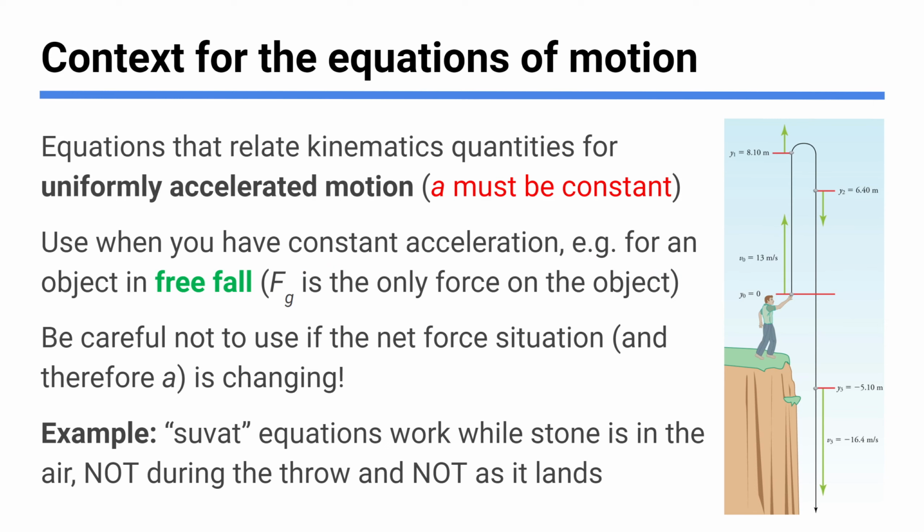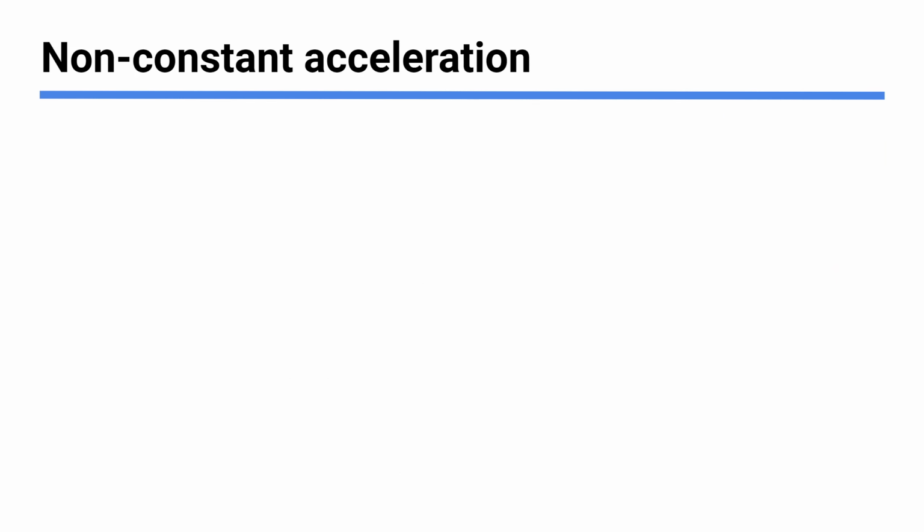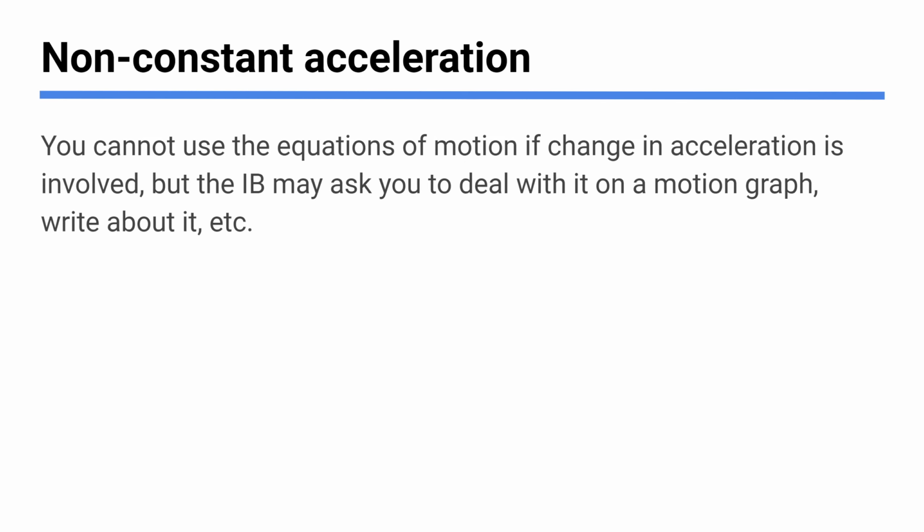So that's the big limitation to keep in mind and conceptually think about when you're doing the math to guide your physics brain. What if, though, you have a non-constant acceleration? Well, the IB might make you deal with it just a little bit.